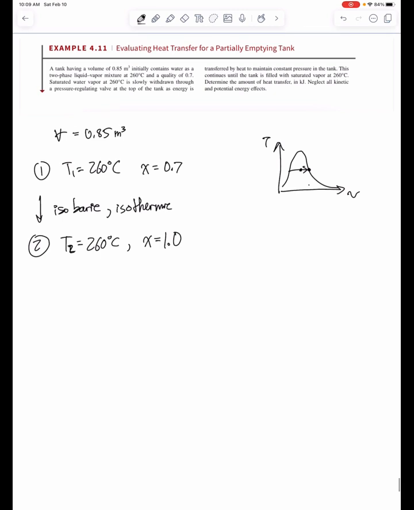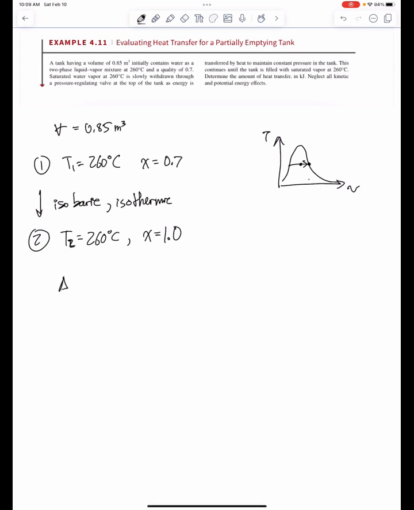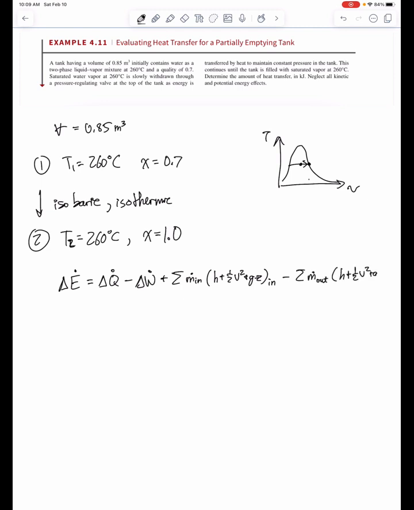I guess this is a bit early for it, but I'm going to write down the first law of thermodynamics, the updated version for an open system. The change in total energy per time is equal to the heat transfer rate minus the power being done, plus any mass flowing in times its enthalpy and energy terms, minus anything going out. As mentioned, no kinetic and no potential energies.